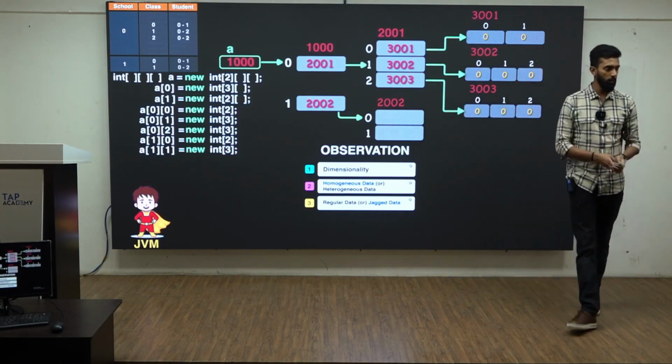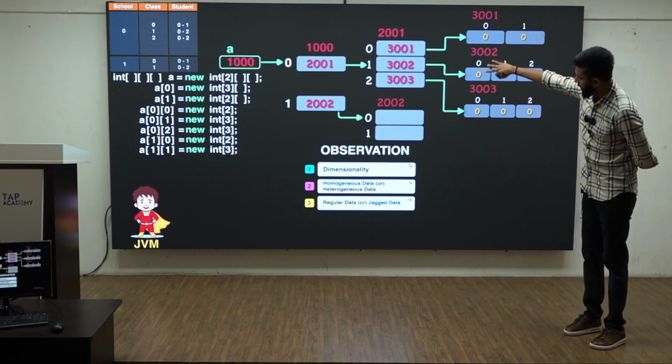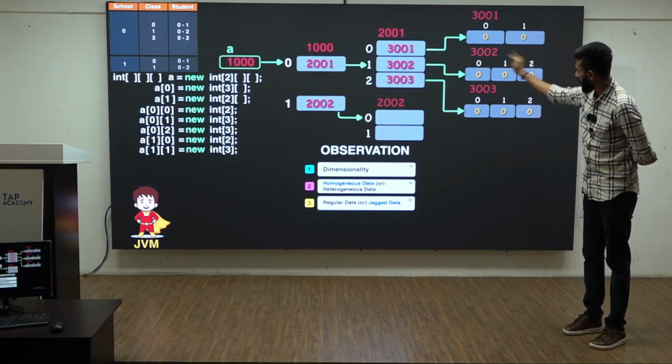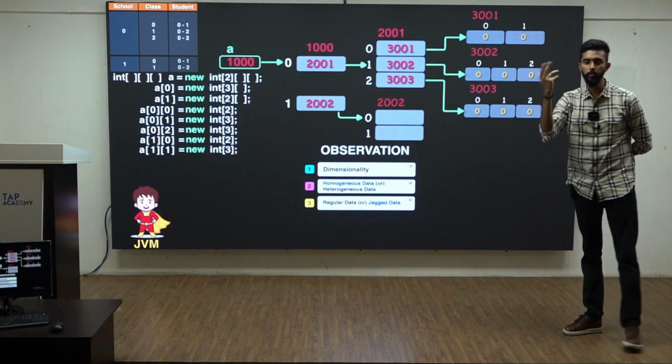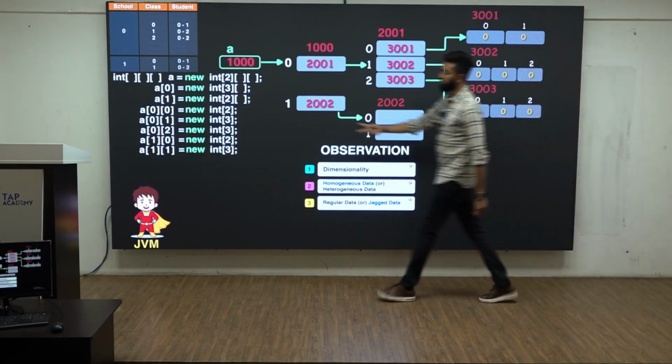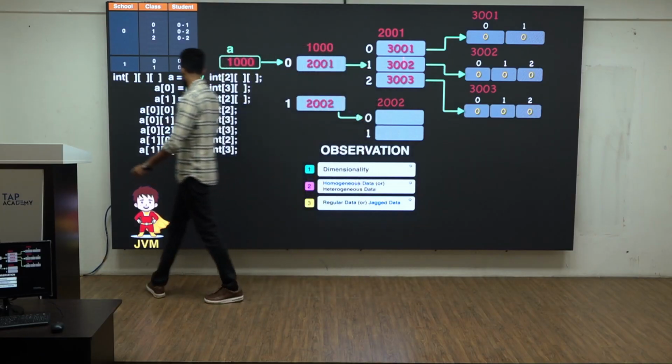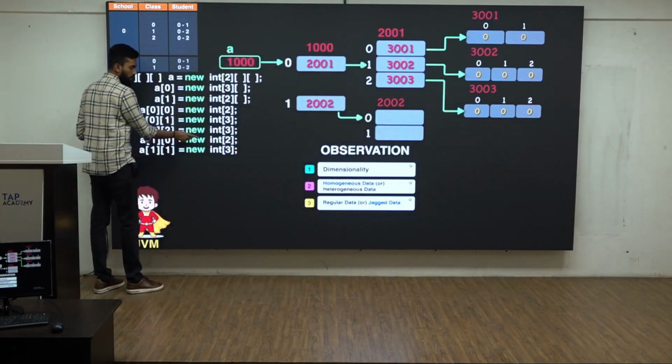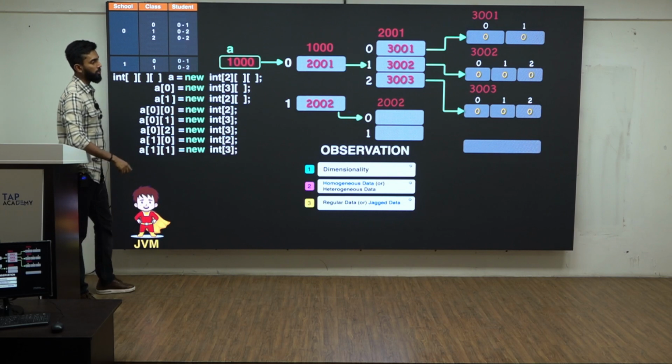I think you understood. First school has 3 classrooms. First class 2 students, second class 3 students, third class 3 students. Yes? If you have understood that, I think these 2 lines are very, very simple. If anywhere you have got confused, observe this. New block of memory with an address.